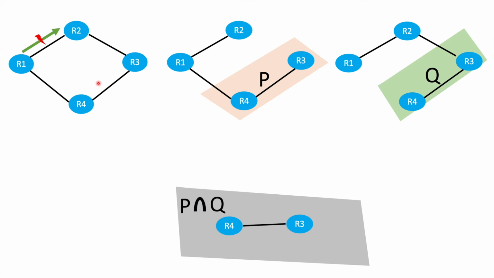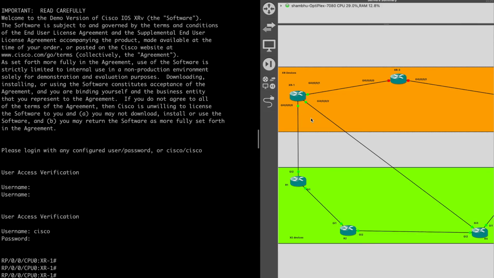Now let's see this particular concept in configuration. So let me quickly introduce the network to you. First of all, I have R1, R2, R4 routers, which are IOS-XE routers, and I also have one IOS-XR router, which is the XR1 router. All of these routers have loopbacks assigned. Like R1 has 1.1.1.1, R2 has 2.2.2.2, and so on. Our XR1 router has the loopback 5.5.5.5 assigned to it.